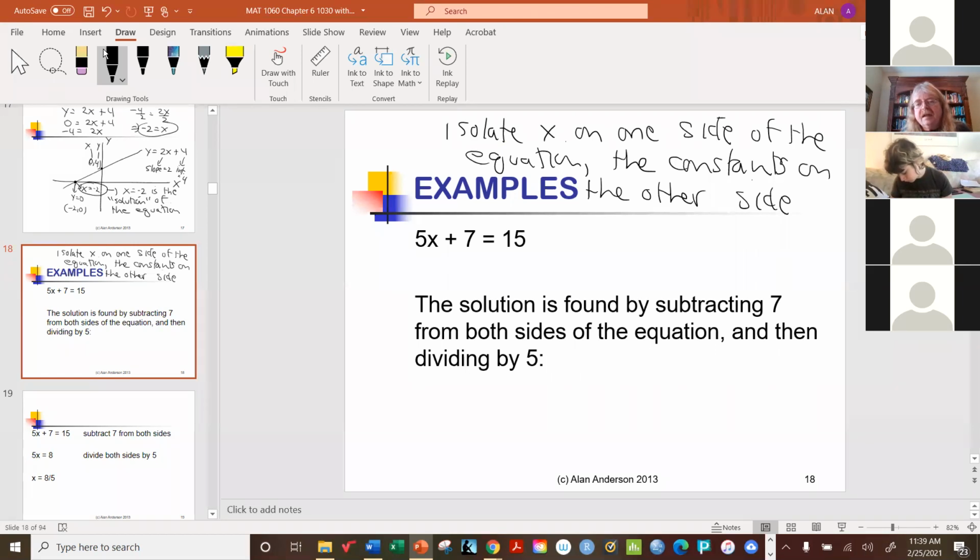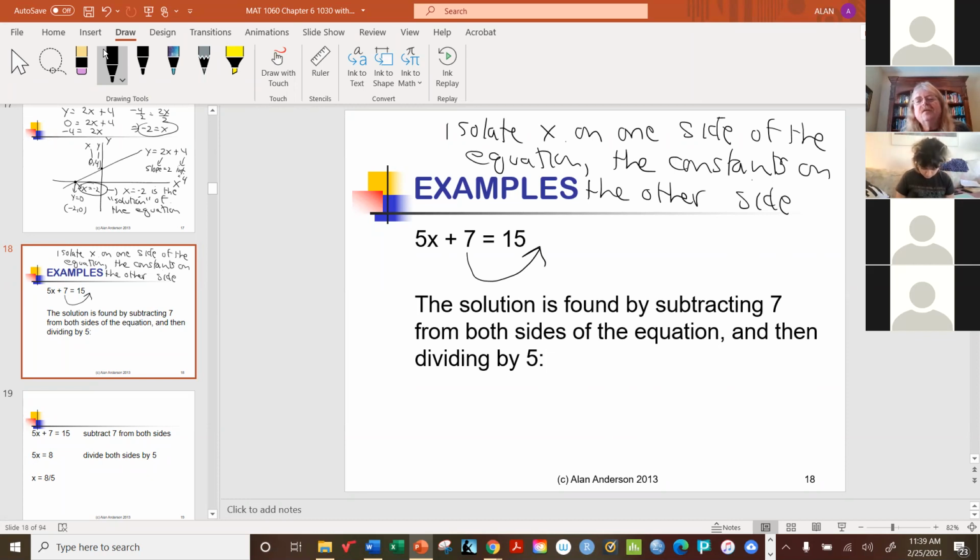We want just x, not some function of x, but x itself should be on one side, and the constants all move over to the other side. And when you're done, you'll have your answer. So like here, the first step we'll follow is to get the 7 over here with the 15. Now, how do you do that?